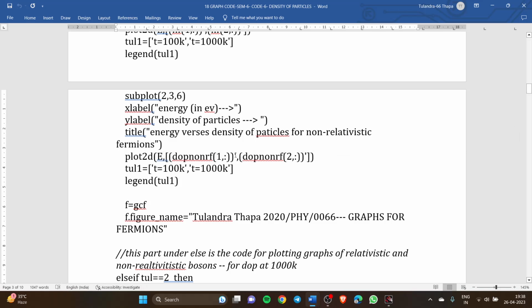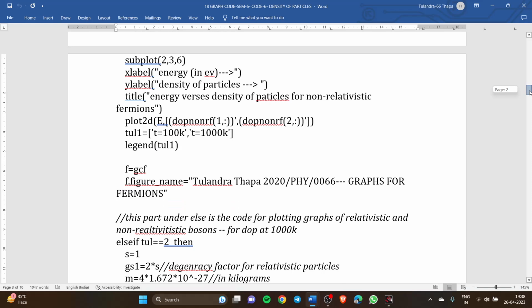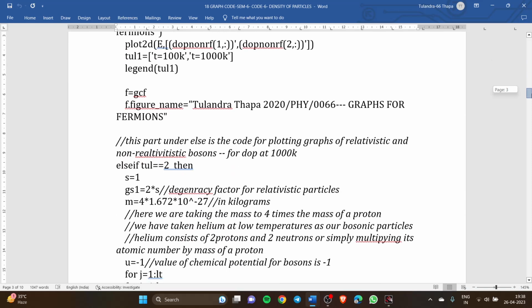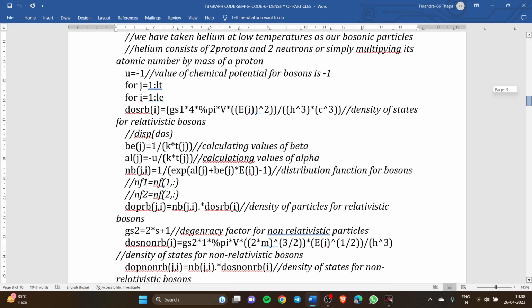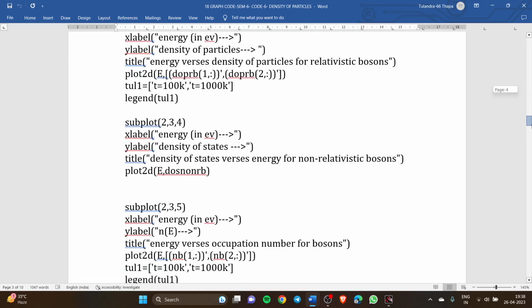For bosons, this, and for relativistic bosons, it is coming out in a different range, and this is coming out in a different range. So if you plot the graphs together they get adjusted, and one of them is shown and the other is not shown. So to show them both, we have to plot the graphs in different windows, and we also have to replot them under different conditions, I suppose.